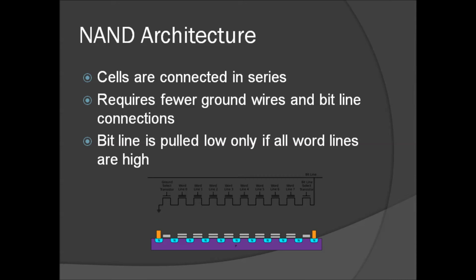In NAND architecture, multiple cells are connected in series, resulting in a structure known as a block. The advantage of this is that more bits can be stored in a smaller area due to the fewer ground wire and bit line connections. However, this results in the data only being able to be accessed block by block rather than bit by bit, which is not suitable for the low read latency requirements of devices such as computer processors. In this gate structure array, the bit line is pulled low only if all word line inputs are high.